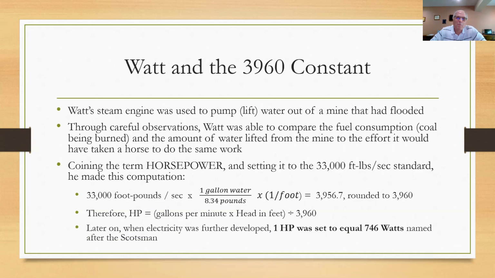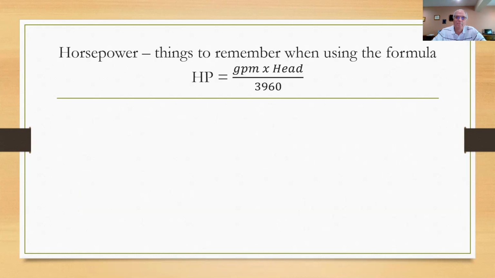And later on, when people came around and started doing electrical experiments, and they developed machines that were run by electricity rather than steam, they set the 1 horsepower being done equal to about 746 watts of work being done. And they named that after the Scotsman, of course. So that constant, 1 horsepower equals 746 watts, is what we use today.